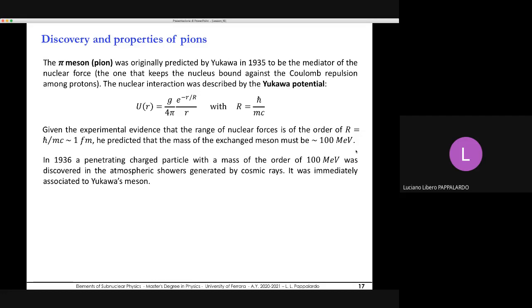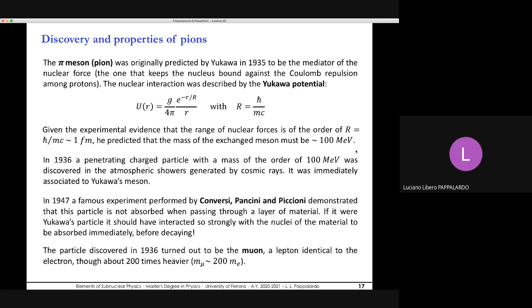The following year, in 1936, a penetrating charged particle with a mass of the order of 100 MeV was discovered in the atmospheric showers generated by cosmic rays. And of course, it was immediately associated with the Yukawa meson. But it was a big mistake.